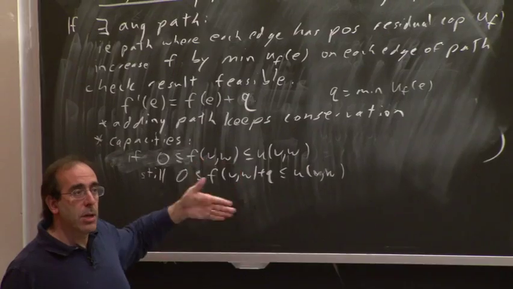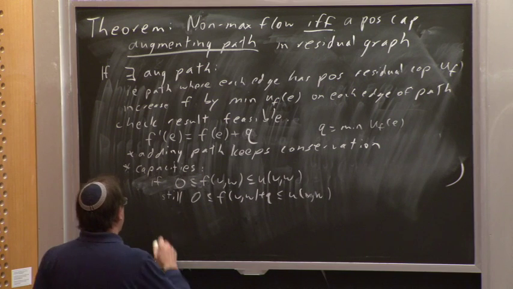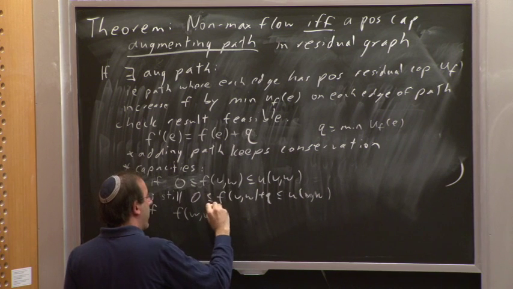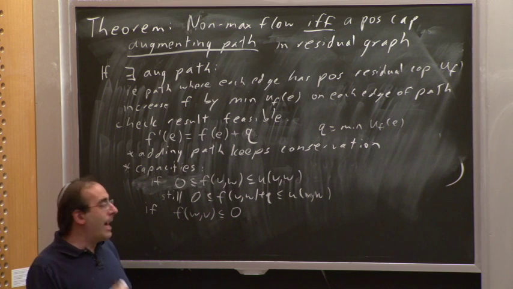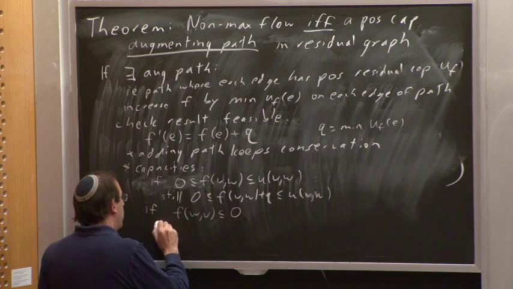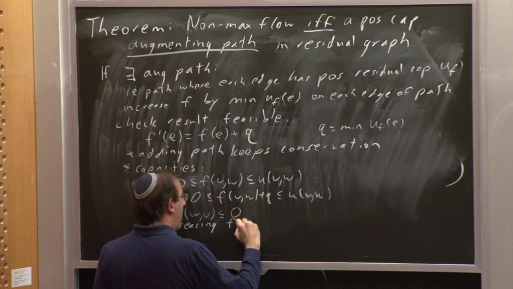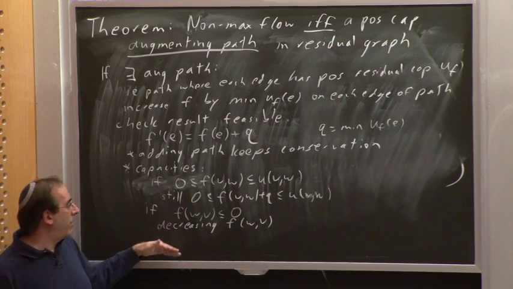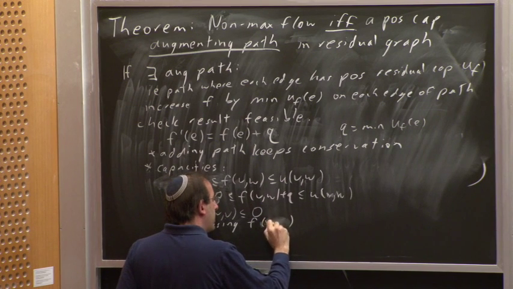But for some of the edges on this path, we may actually be using them in the opposite direction, where they're negative, right? So if we have a flow we're using in the backwards direction, where it's less than 0, and we add this quantity Q, then what are we really doing? Then we are decreasing f of WV, right? When we add flow to f of VW, we're decreasing the value, right?